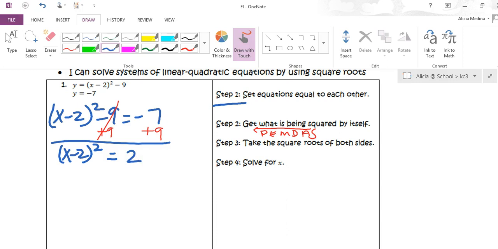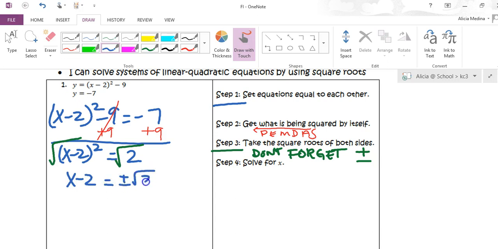Alright, now it says take the square root of both sides. So I'm going to take the square root, take the square root, right? This is step 3. The other thing is, don't forget, when we take the square root, we must have our plus or minus sign. So next, left side, x minus 2. Right side is going to be plus or minus the square root of 2.